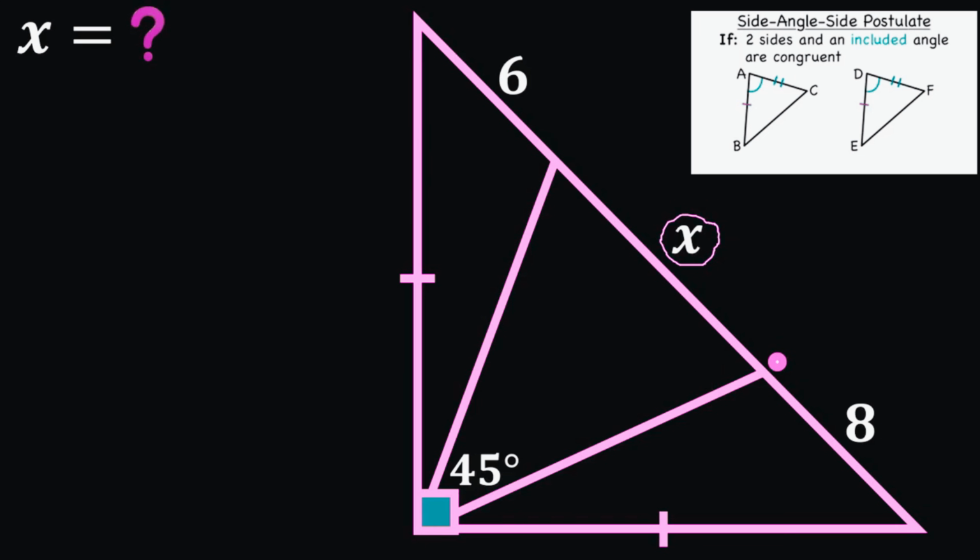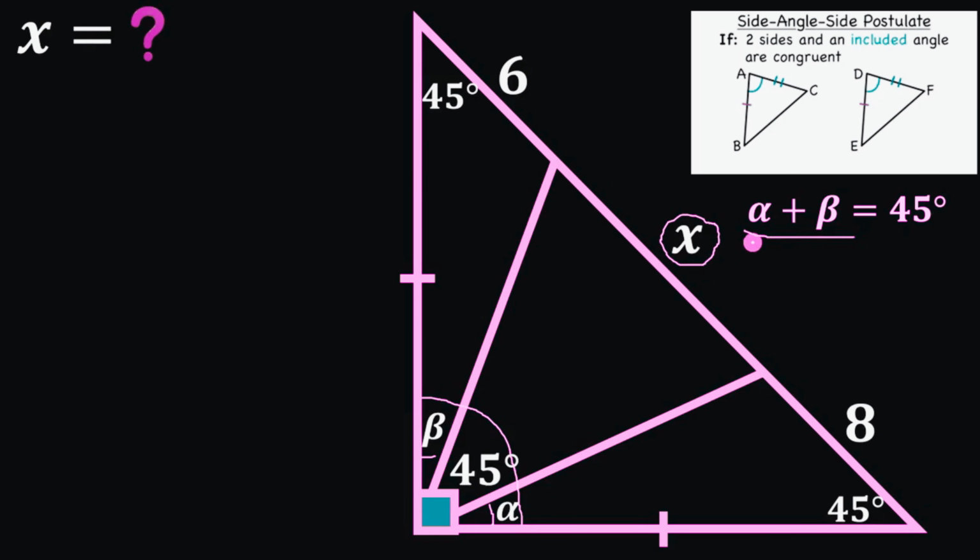Now what we're going to do is to use the given information. So we have an isosceles right triangle, so all of the acute angles are 45 degrees for sure. Next, let's call this angle alpha and this angle beta. And take note, alpha plus beta adds up to 45 degrees because this angle adds up to 90 degrees. We will use this concept later on. So alpha plus beta is 45 degrees.